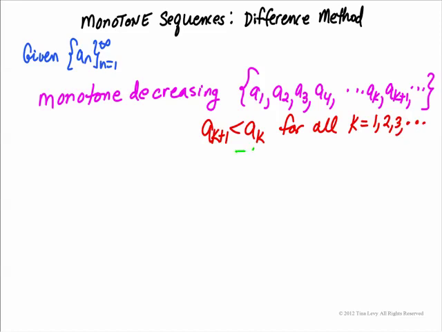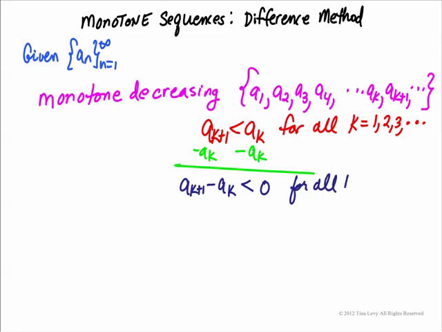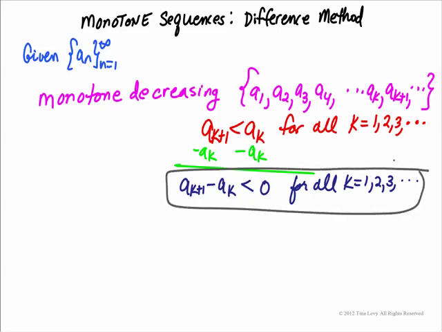So we're going to subtract a_k from both sides, and we get a_(k+1) minus a_k will be less than 0 for all k values: 1, 2, 3, going on indefinitely. This is what we have to prove then, you guys. If we want to show monotone decreasing, we're going to have to prove that's true, not just for any two values of k, but for all.